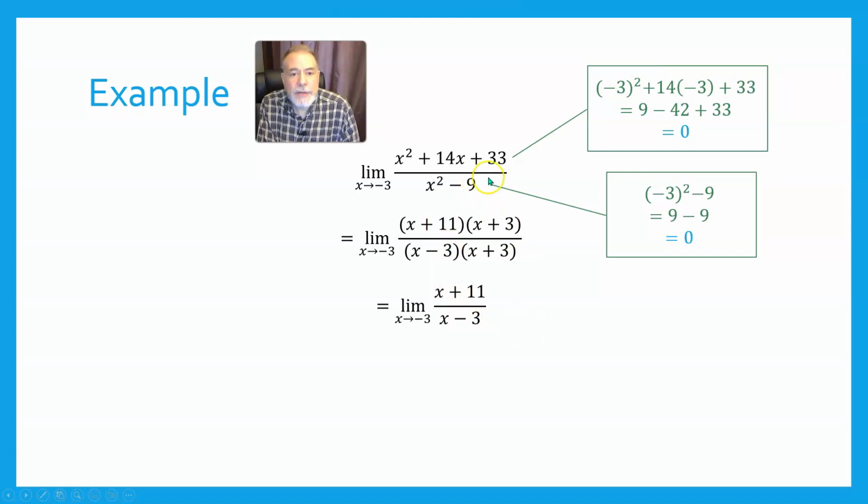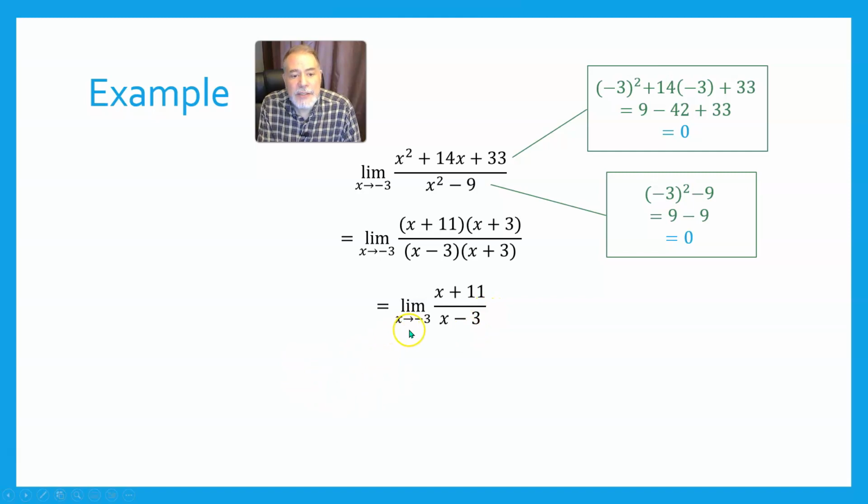So the only difference between the function we started with and (x plus 11) over (x minus 3) is what happens right at negative 3. The original function would have been undefined. It would have been a division by zero error. The function we simplified it to is not undefined. It works perfectly well when x is negative 3. But aside from that, for all other x's, they're equal, and so they have the same limit.